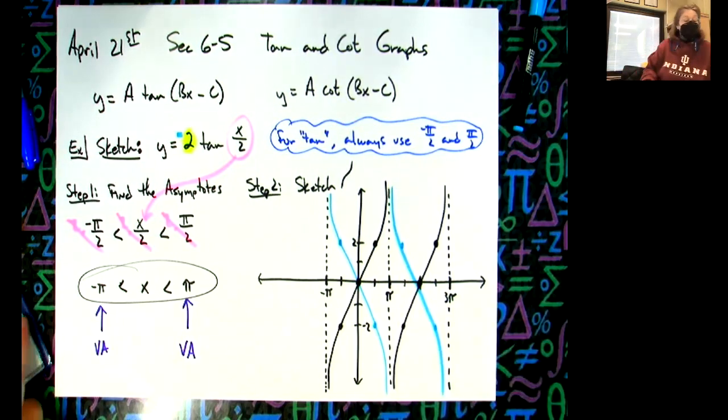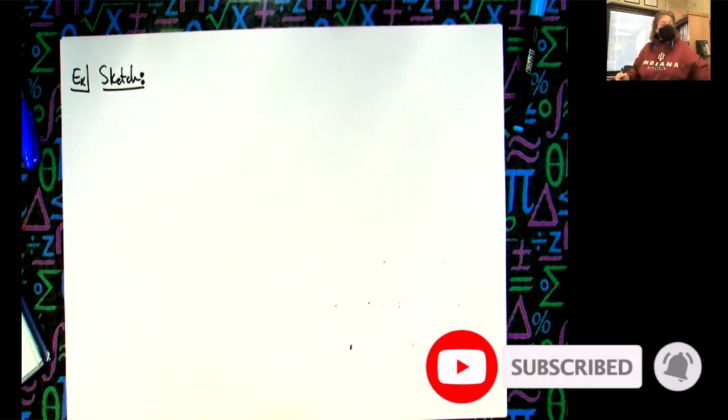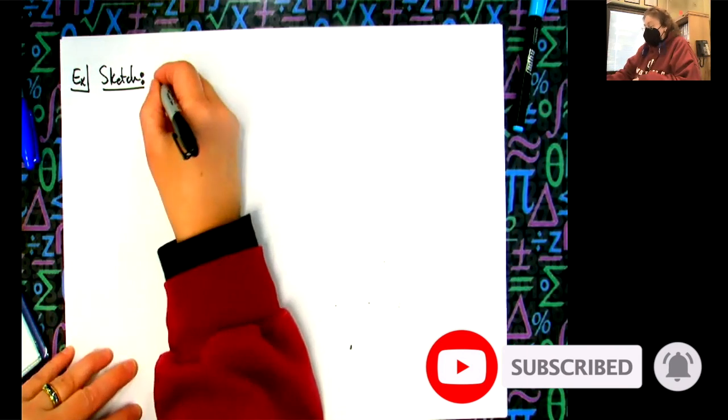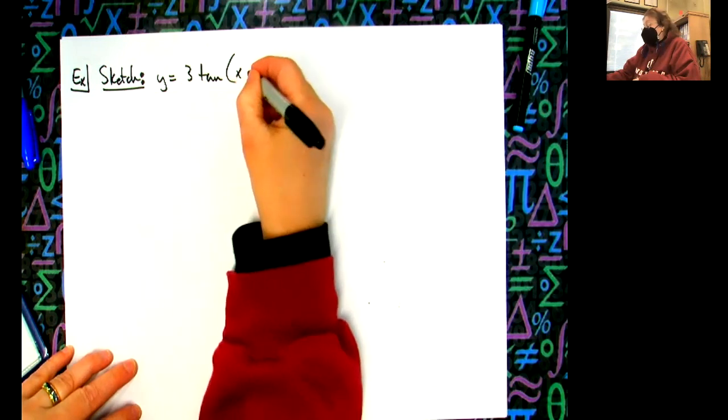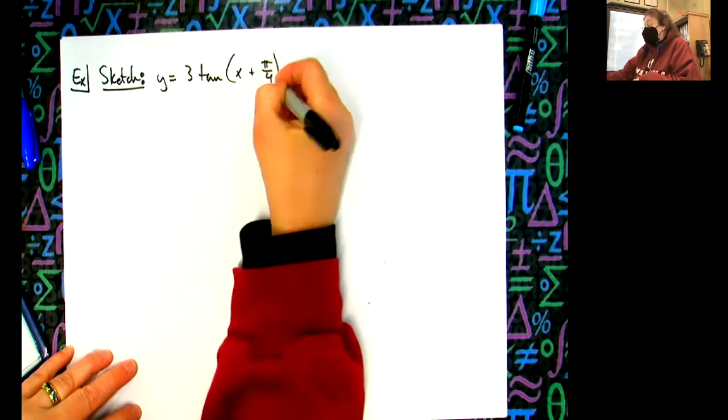Okay, now let's do another one. We can go ahead and do tangent, or we could do cotangent. It depends on how many examples we want to do. Let's sketch. Trying to make it a good one here. Let's do another tangent. Let's do y equals 3 tangent of (x plus pi over 4).